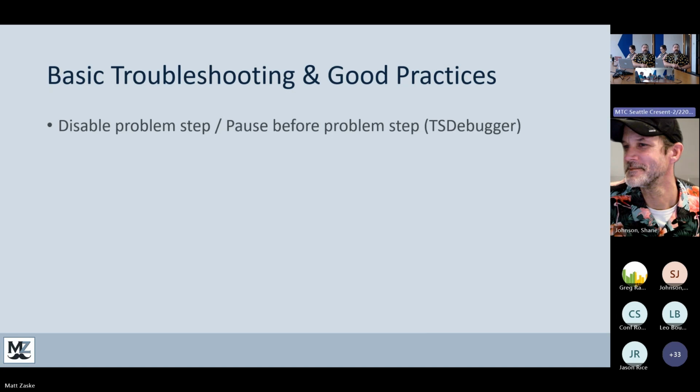Basic troubleshooting: disable problem steps, pause. This is TS Debugger stuff. I actually did use it. Two weeks ago I was having a really strange issue while trying to cut 30 seconds off of our task sequence time, and I'll tell you about that in a minute. I finally decided, I'm just going to launch the debugger. It's easier because then I can step around it.